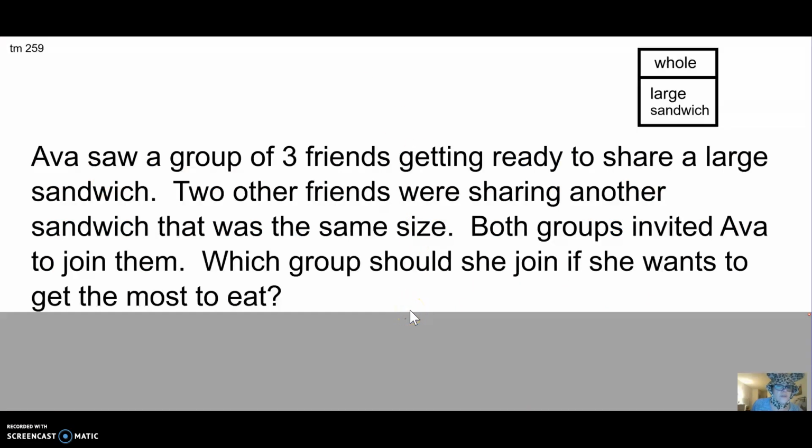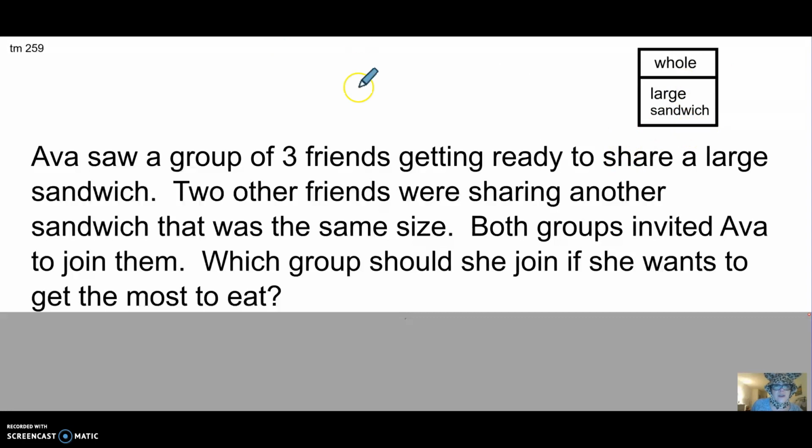Ava saw a group of 3 friends getting ready to share a large sandwich. 2 other friends were sharing another sandwich that was the same size. Both groups invited Ava to join them. Which group should she join if she wants to get the most to eat? In this story, our one whole is the large sandwich.